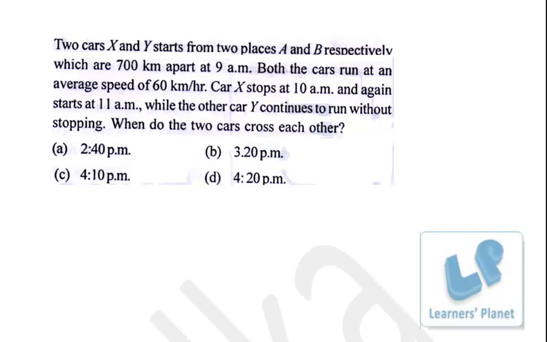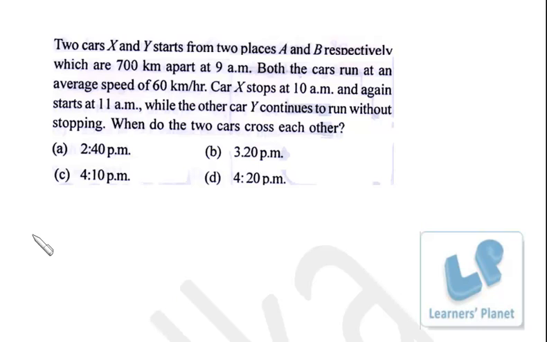Two cars X and Y start from two places A and B respectively, which are 700 kilometers apart, at 9 a.m. Both the cars run at an average speed of 60 km per hour. Car X stops at 10 a.m. and again starts at 11 a.m. while the other car Y continues to run without stop. When do the two cars cross each other? Okay, so that's a pretty interesting problem.